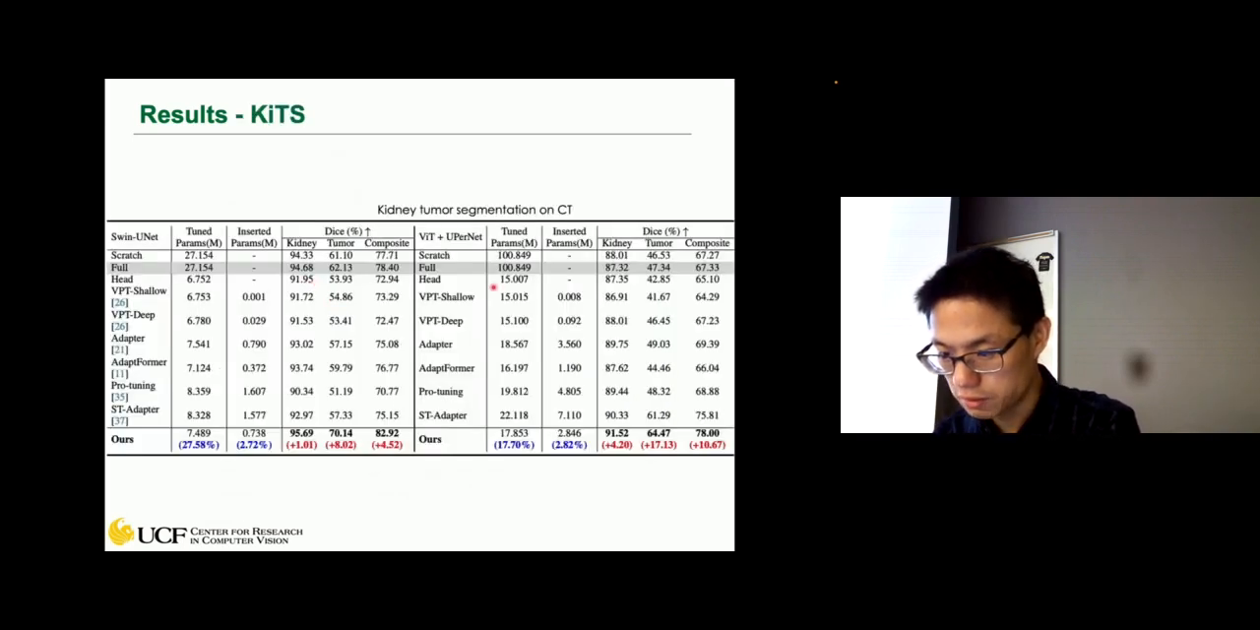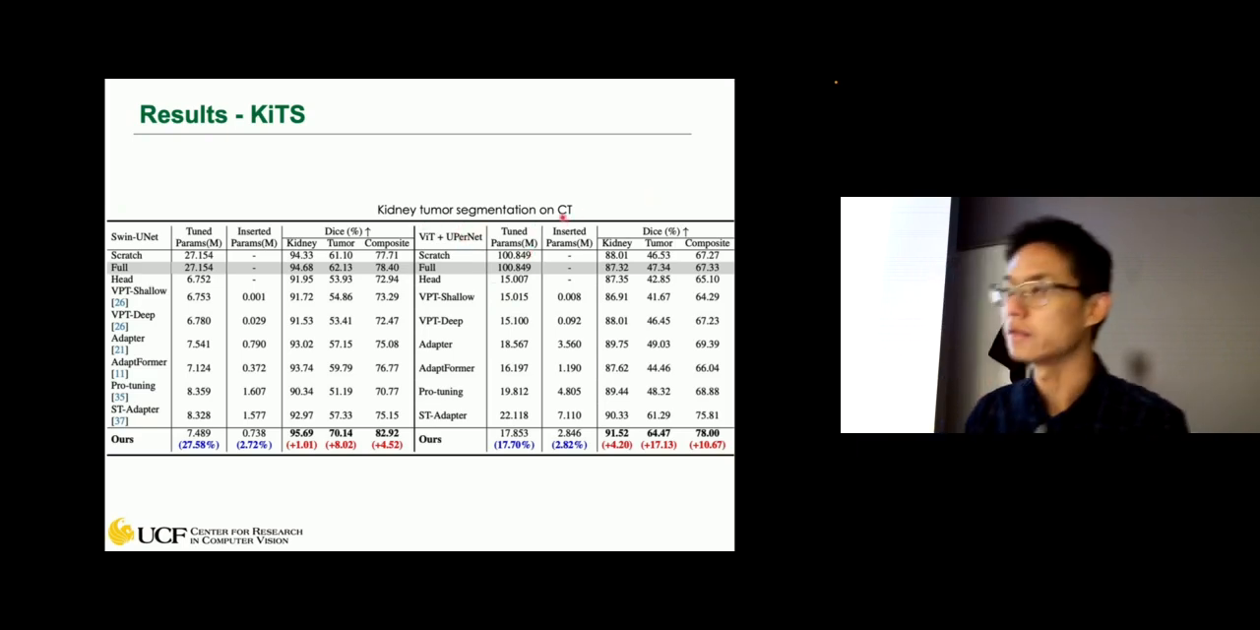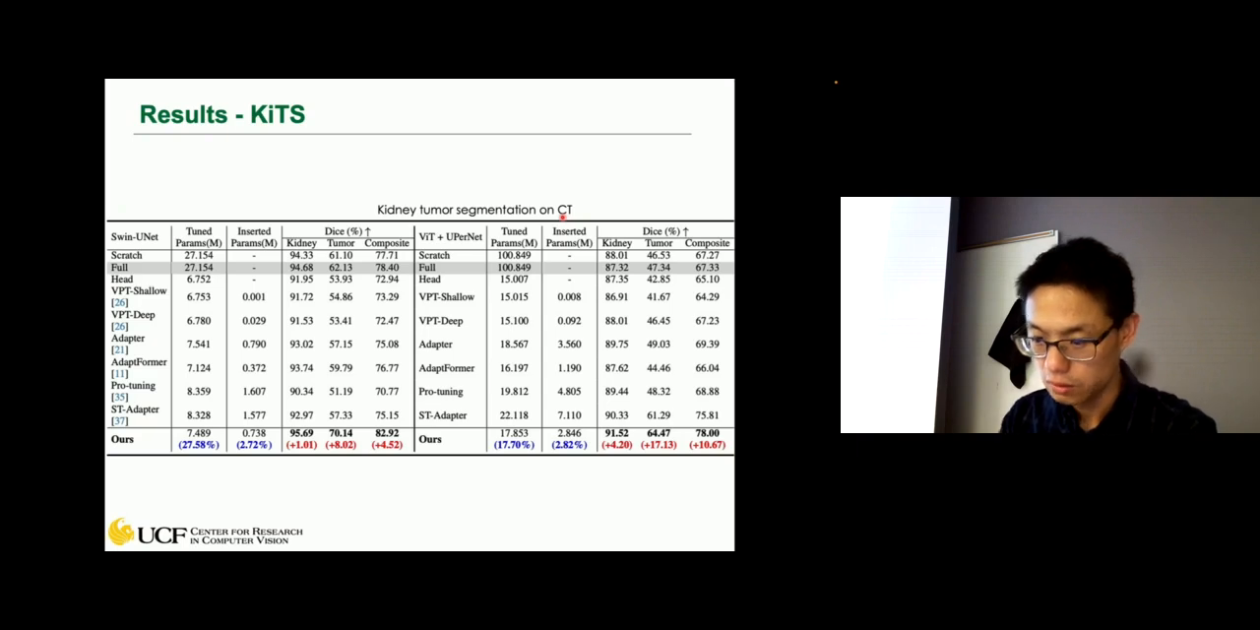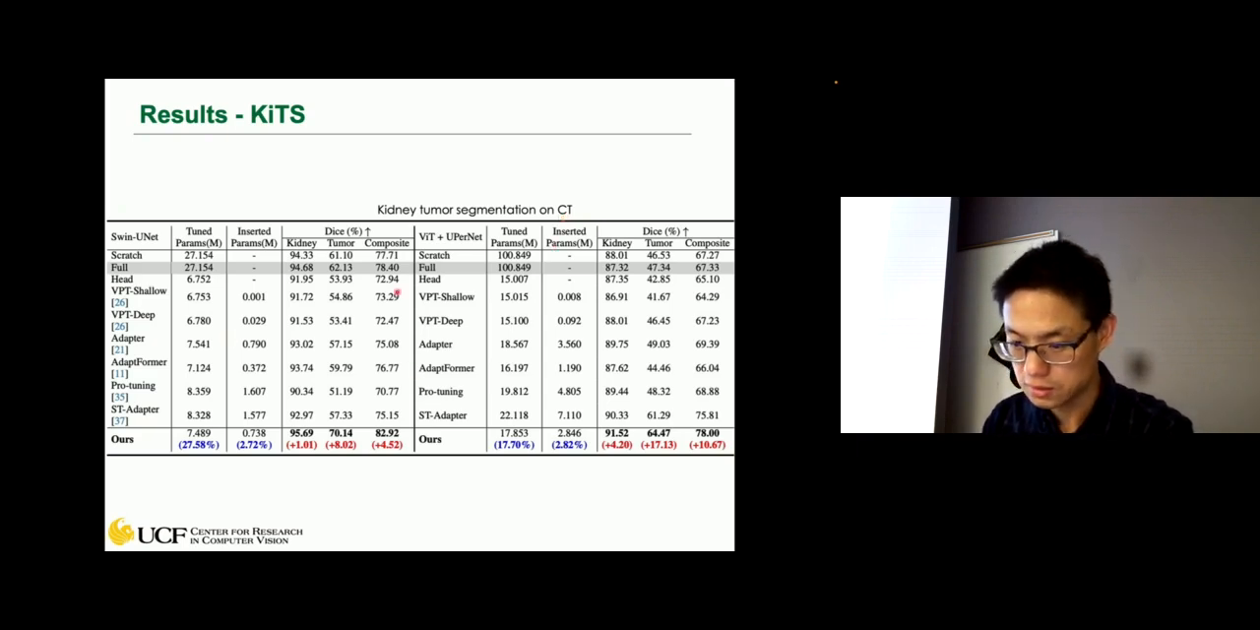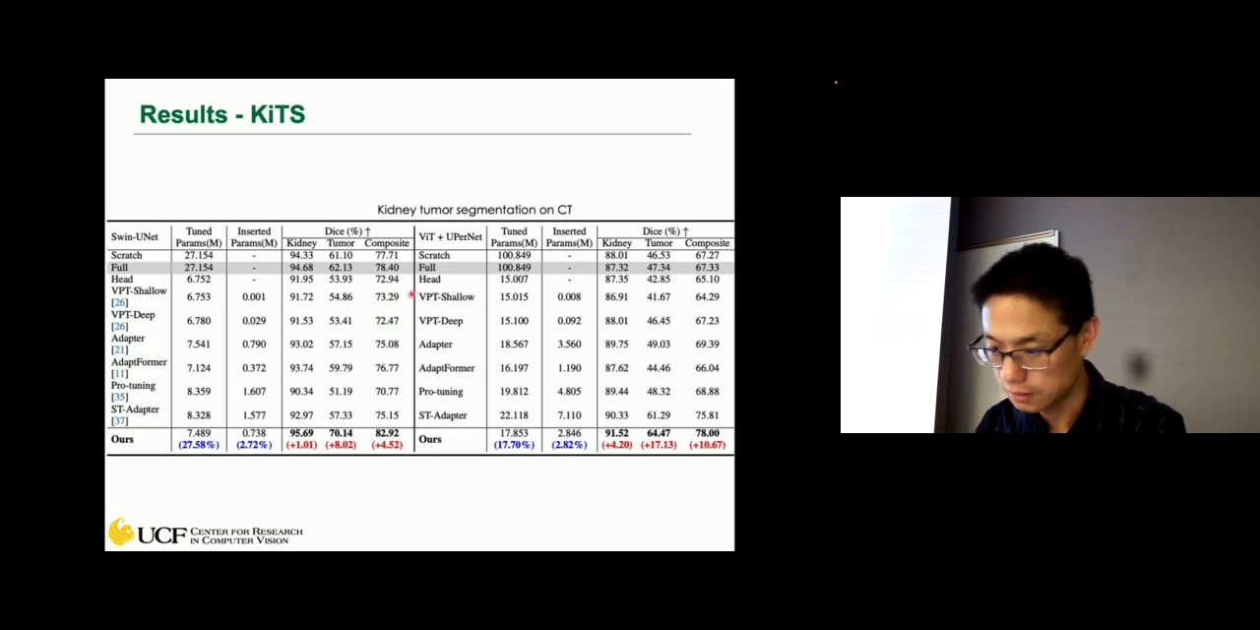And we also did the experiment on kidney tumor segmentation on the CT data set, right? CT, again, is a 3D volumetric data set. We also tested on the CT data set as well. And this is our performance, right? So again, we are able to outperform full fine-tuning on both of the dice metrics for the kidney segmentation, tumor segmentation, and this composite segmentation class. And also, this is the number of tunable parameters we have. Okay.